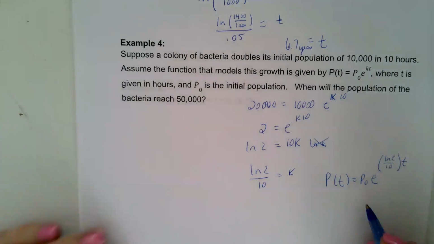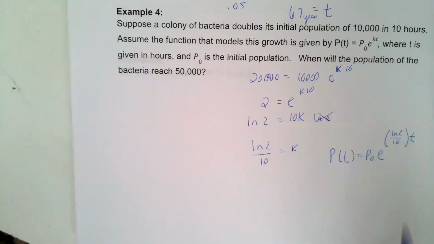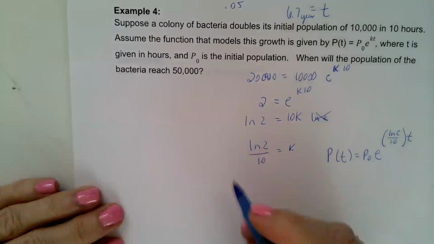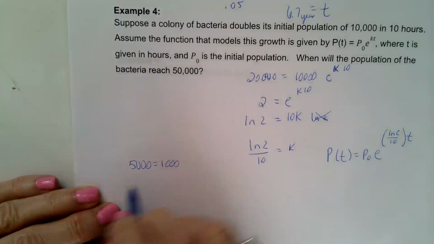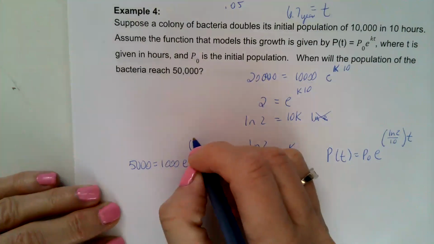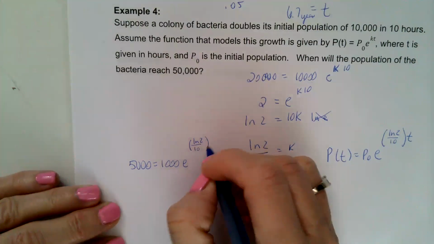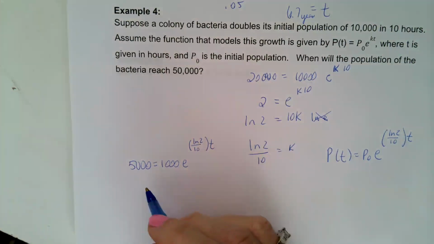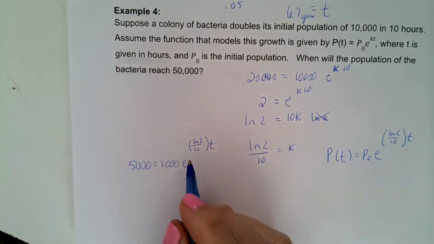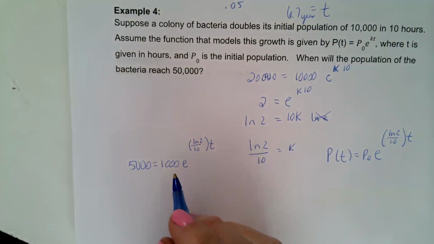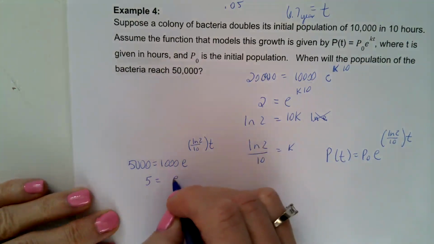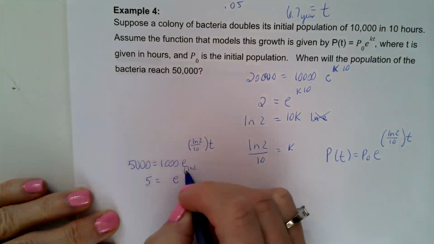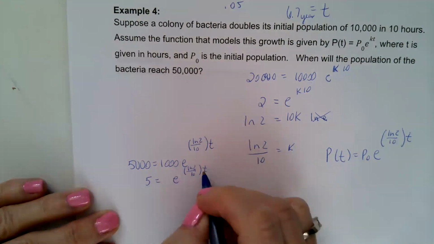Excuse me. So now we want to know, when does 10,000 grow to 50,000? So, which is 5 times, right? So we're starting with 10,000, and then we have E to this natural log of 2 over 10 times t. So because we know it's 50,000, dividing by 10,000, we get 5 equals e to the natural log of 2 over 10 t.